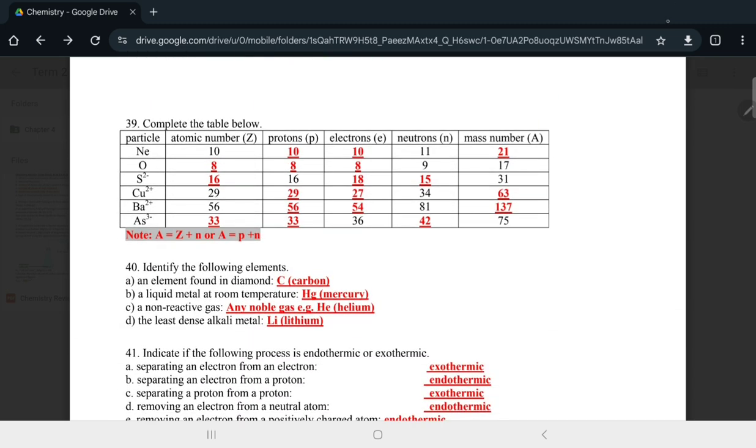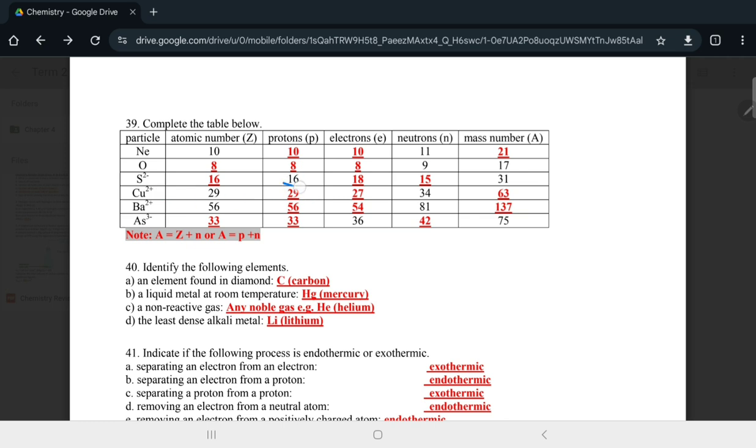Now, finish the table below. The atomic number will be the same as the protons, and since here there's no charge, the protons will be the same as the electrons. Since the neutrons is 11, you do 11 neutrons plus 10 protons to get 21 as the mass number. Next, what they gave you is 9 neutrons and 17 mass number. So 17 minus 9 will get you 8 as the protons. And protons will be the same as the atomic number, so they're both 8. And since there's no charge, the electrons is also going to be 8.